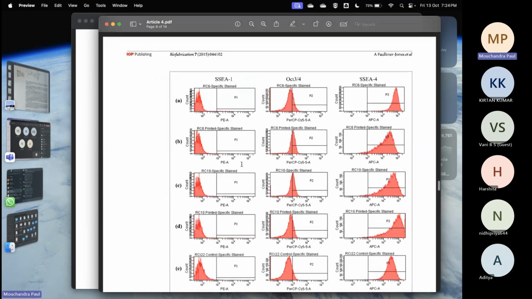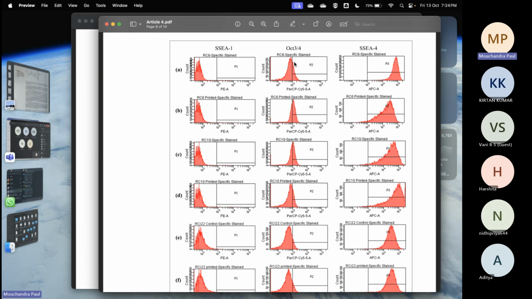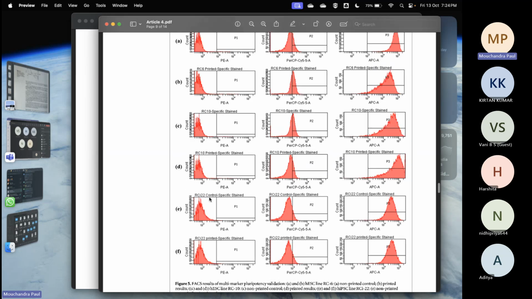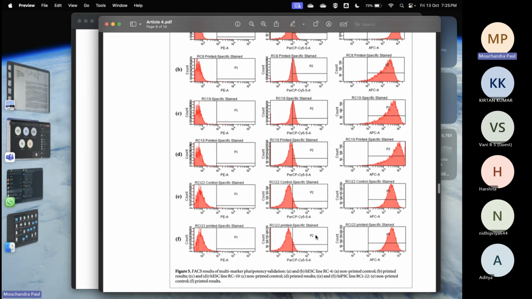This is a very big, detailed graph, where these are the two panels for the biomarkers responsible for showing the pluripotency. This is the marker for differentiated cells. What they have reported is that for both the embryonic stem cells, RC6 and RC10, and RCI22, which is the induced pluripotent stem cell, all these cells, whether in control, that is the non-printed sample, or the printed sample, all of these graphs show a similar trend.